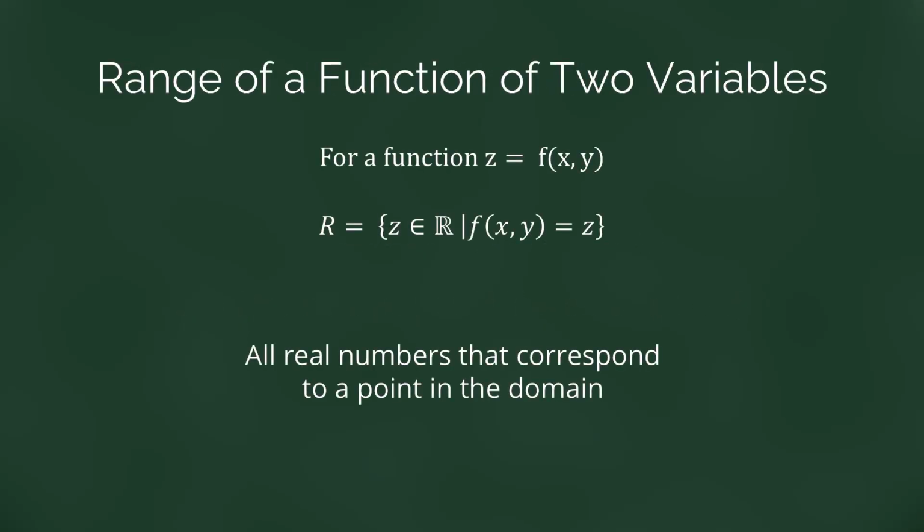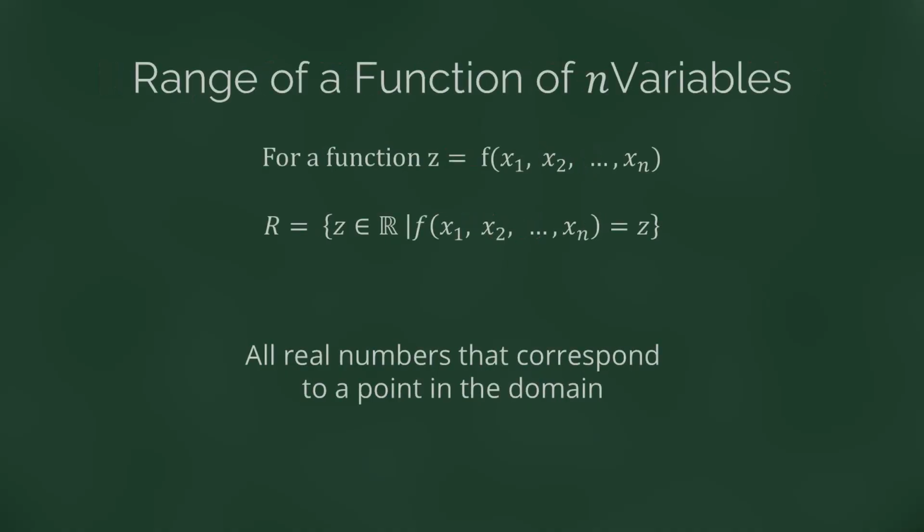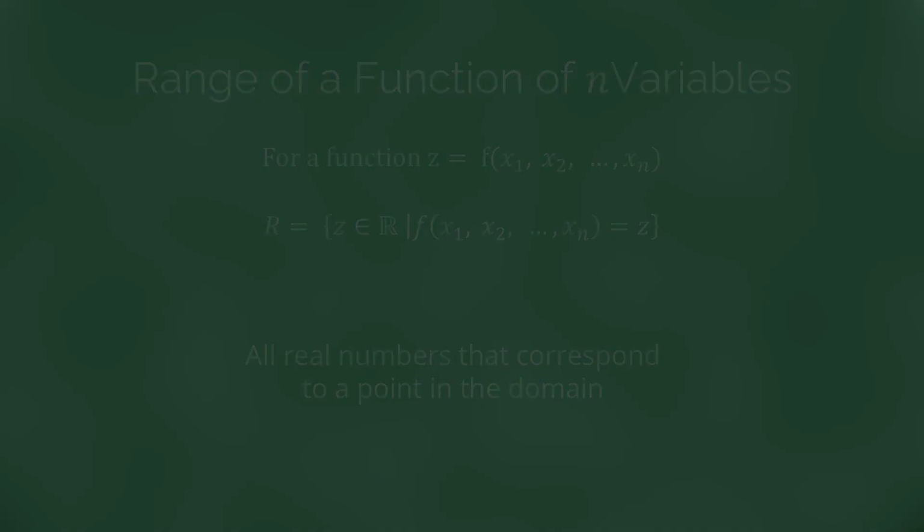While the domain of a function of two variables lives in two-dimensional space, the range itself lives in one-dimensional space. The range is going to consist of all real numbers that correspond to some point in the domain. Similarly, while the domain of a function of n variables lives in n-dimensional space, its range is also still within one-dimensional space and consists of every real number that is the output of some point in the domain.